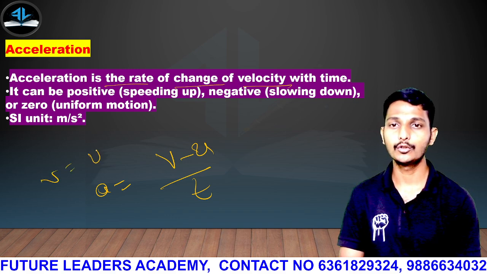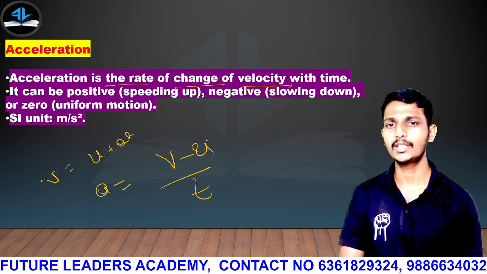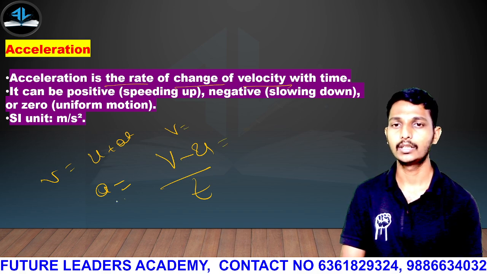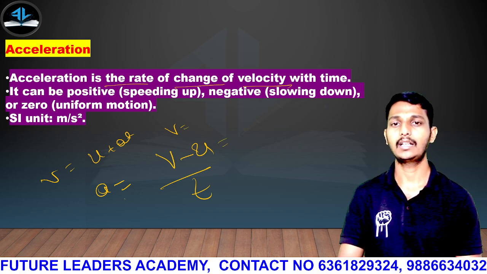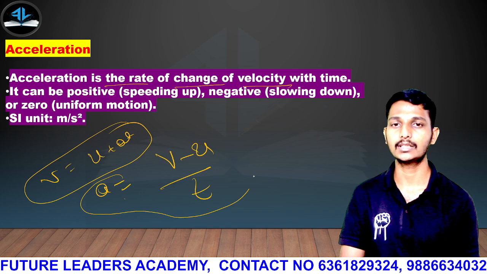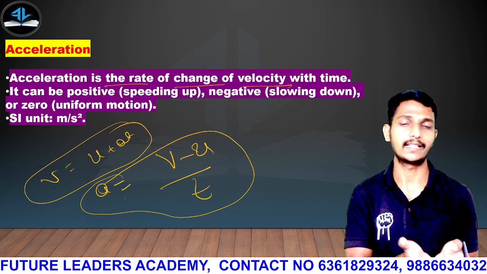V is equal to U plus AT. Why U plus AT? Like this, if I take V to this side and U to the other side, it equals A into T. Now, this can be rearranged. This formula will give you two formulas: A equal to V minus U by T and V equal to U plus AT.